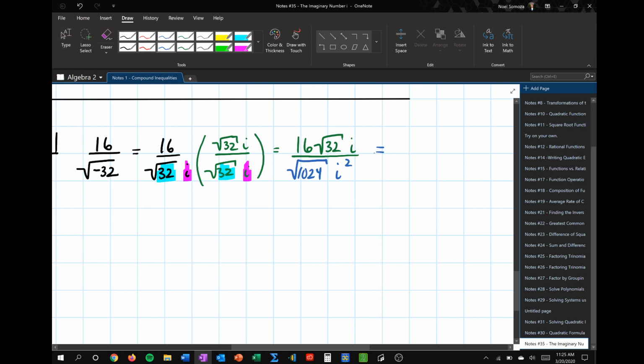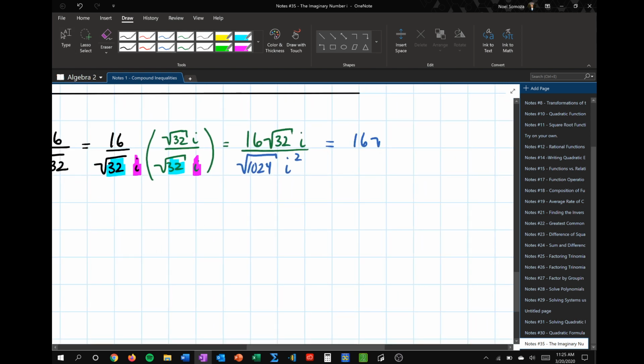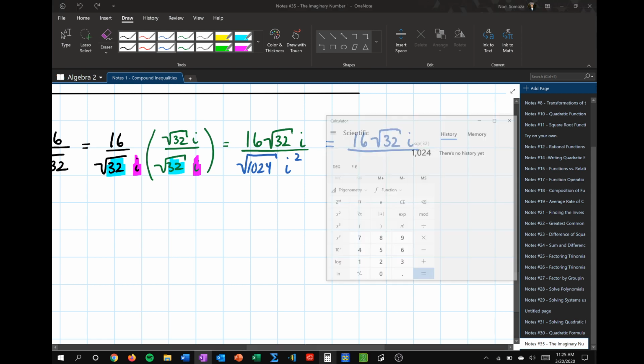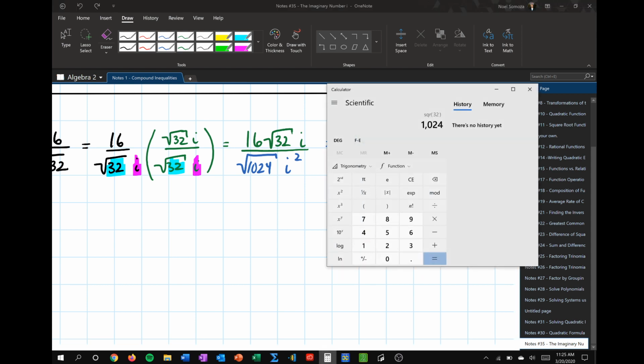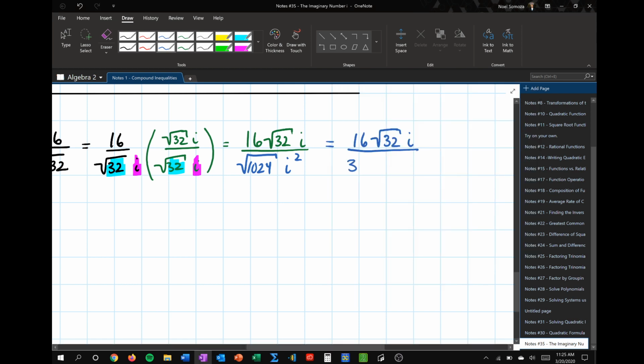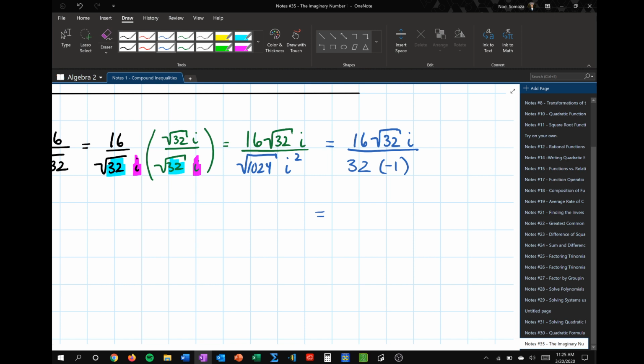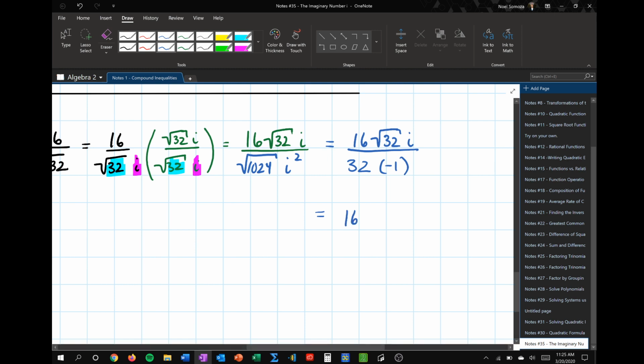Okay. So this one's just going to require a lot of simplification. So here, remember, numerator still 16 over square root of 32, I. Denominator, square root of 1024. Well, if I had to square 32 to get 1024, then that means that the square root of 1024 is 32. I squared becomes negative 1. So now I can start to clean some of this up. I got the 16 square root of 32I all over negative 32.